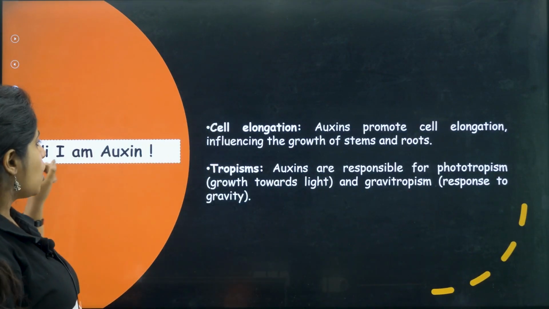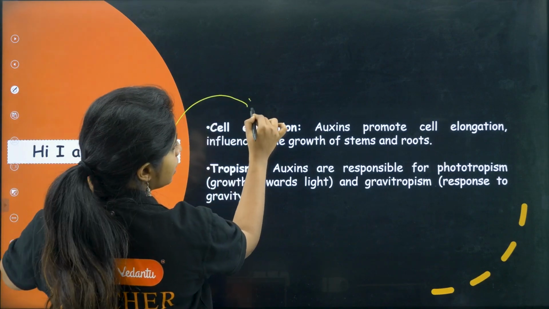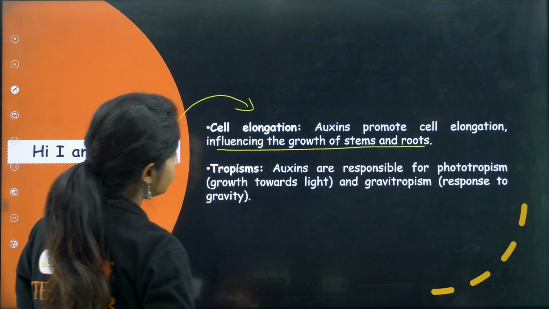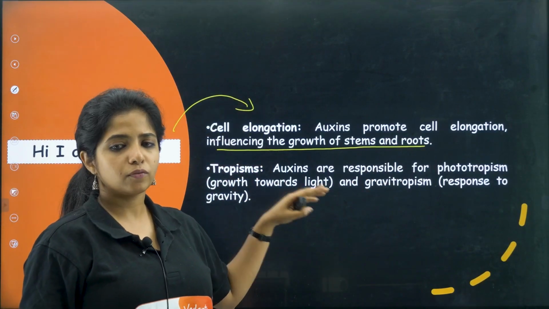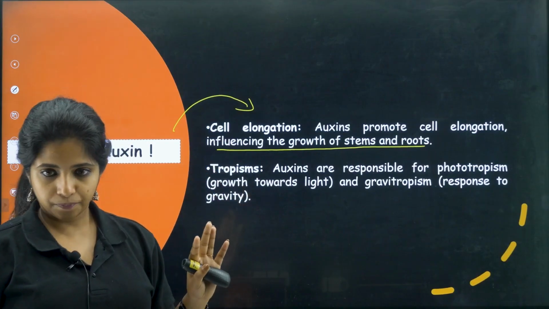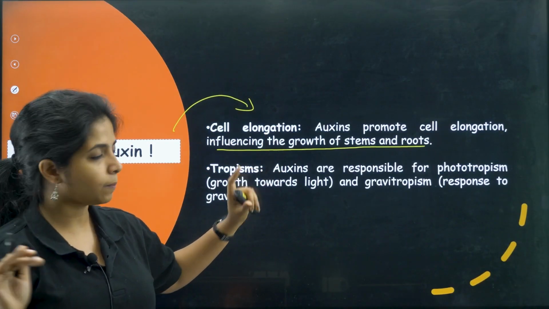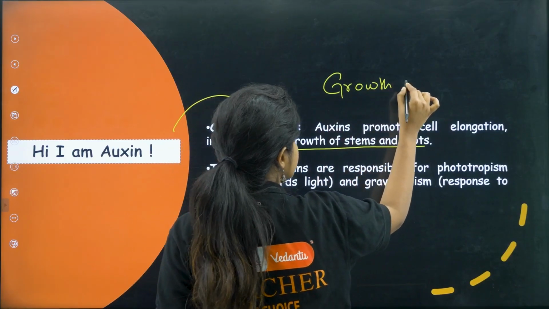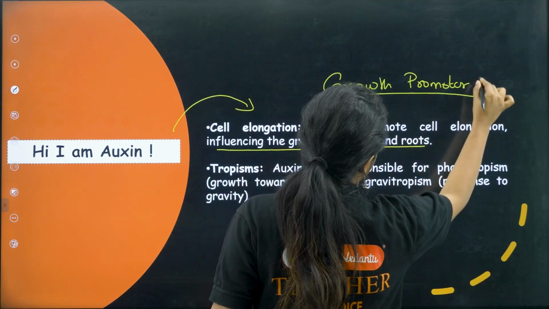Okay. So auxin is responsible for cell elongation, as you can clearly see over here. So auxin promotes cell elongation, influencing the growth of stem and root. Tropism. Auxins are responsible for phototropism and gravitropism and thigmotropism, lots of tropism. So you know they are responsible for this. Auxin, we learned it. Auxin, I think we can remember. So always remember, auxin comes under a category of hormone which is known as growth promoter, because it is helping in the growth.